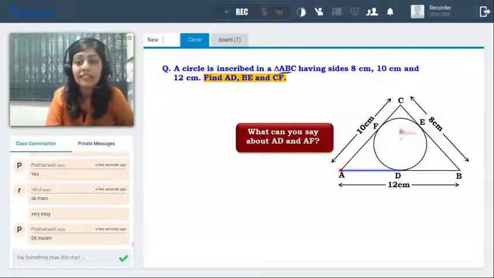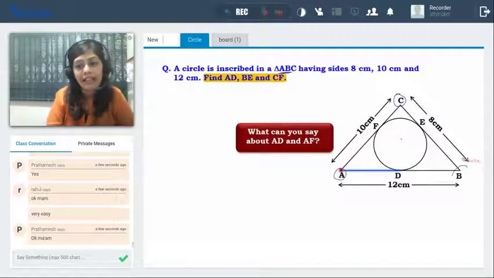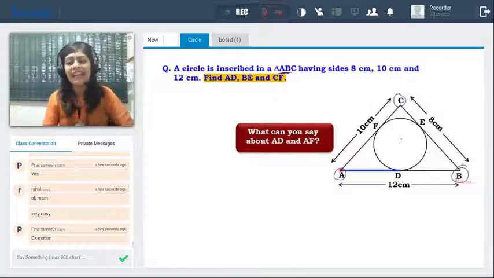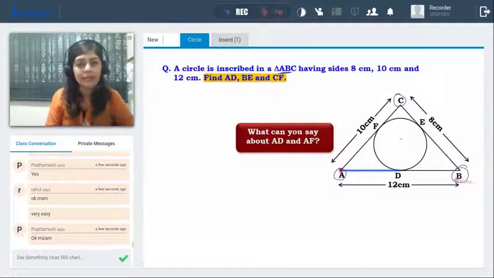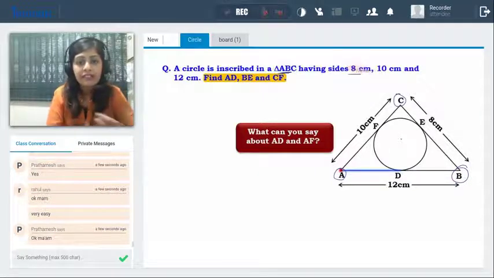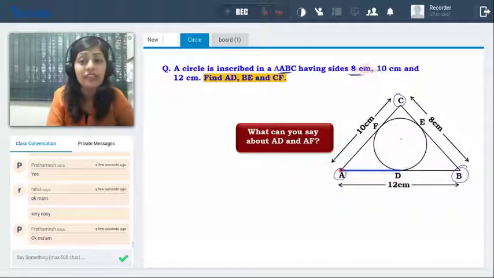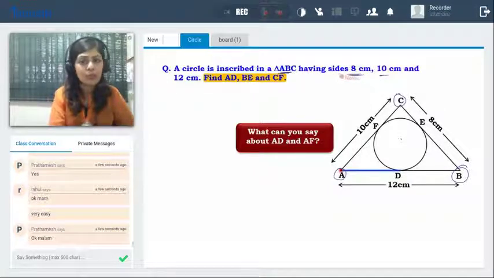So again, circle inside a triangle, the vertices of the triangle become external points to the circle, and again we can have tangent segments which are equal. But this time let's see what we need to do with them. Now they have said the triangle has sides 8 centimeter, 12 centimeter and 10 centimeter. You can take any side as any value since they have not specified. Yes, you can take AB as 12, BC as 8, AC as 10. No problem with that.